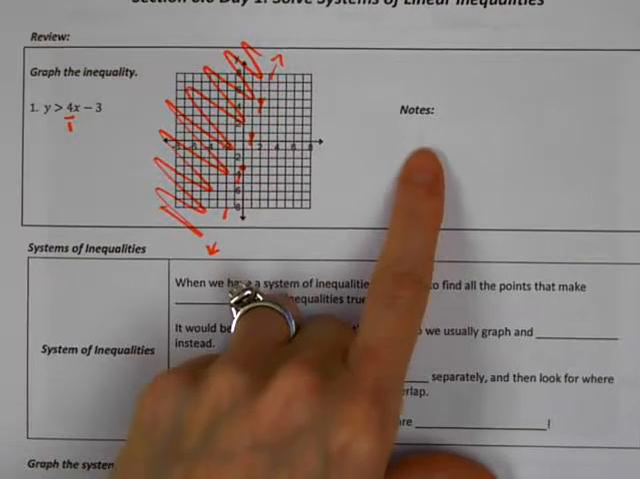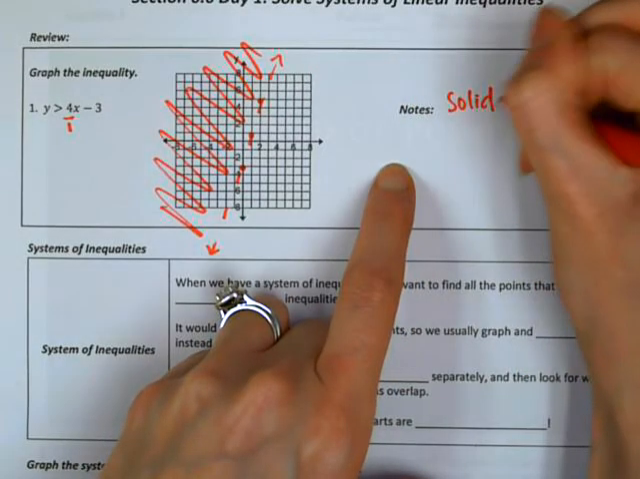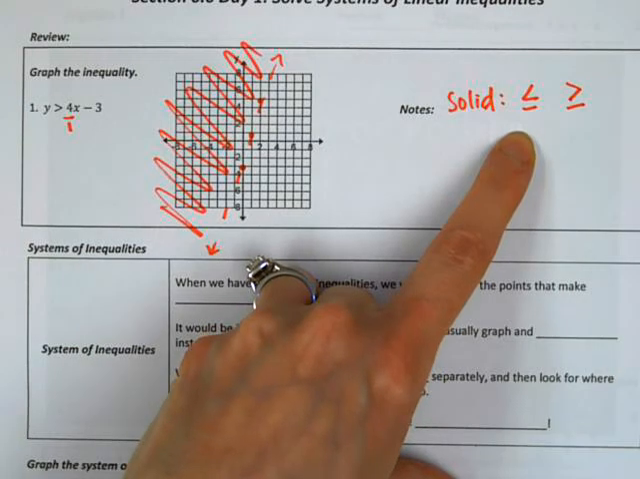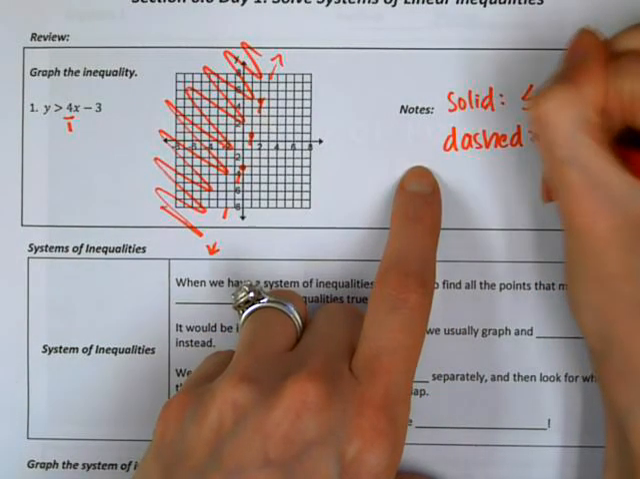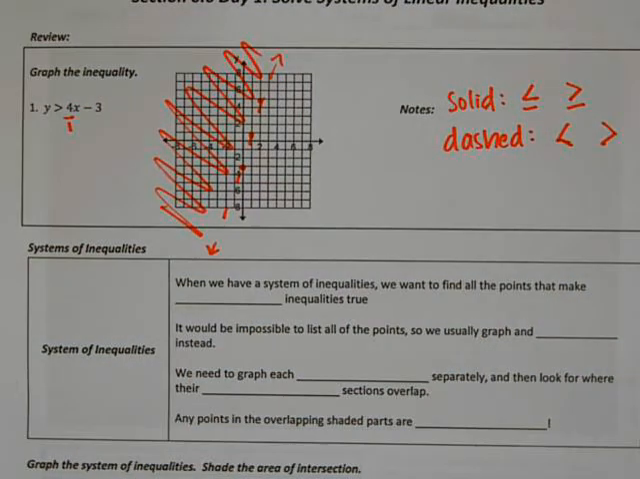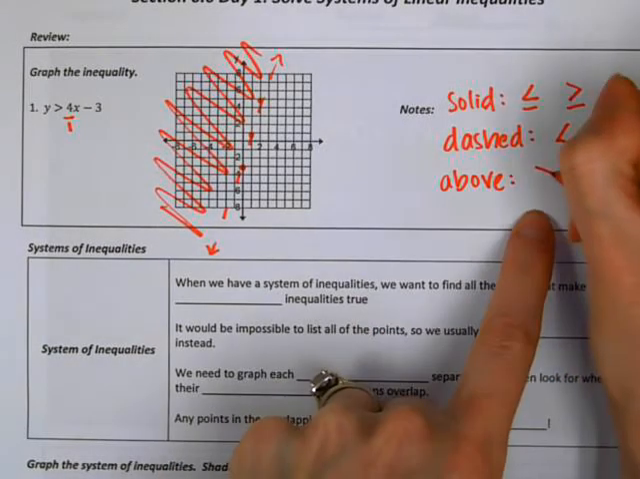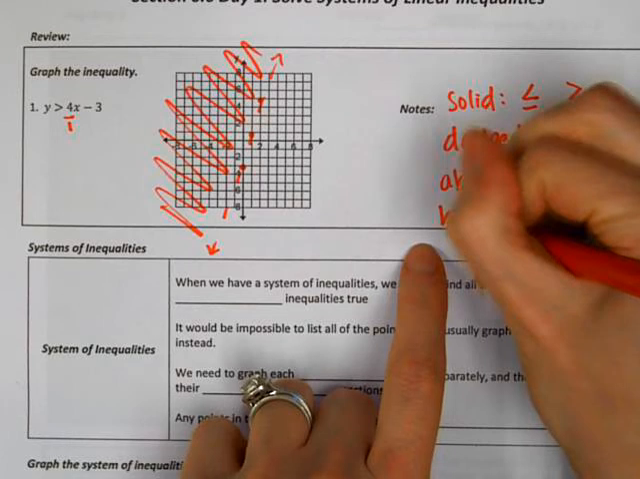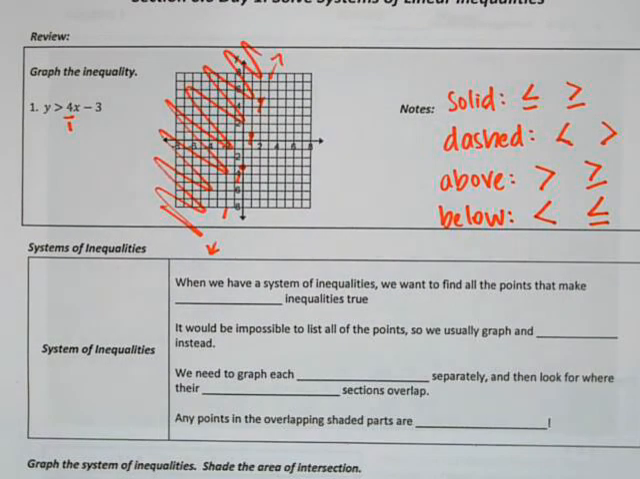If we want to make a quick list here, it's a solid line if it has the or equal to. It's a dashed or dotted line if it doesn't have the equal to part. And then you shade above if it's anything with a greater than, and it's below if it's anything with a less than.